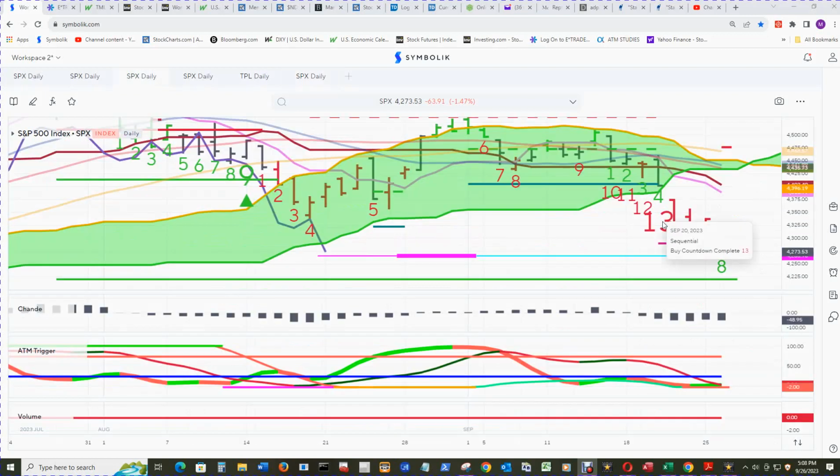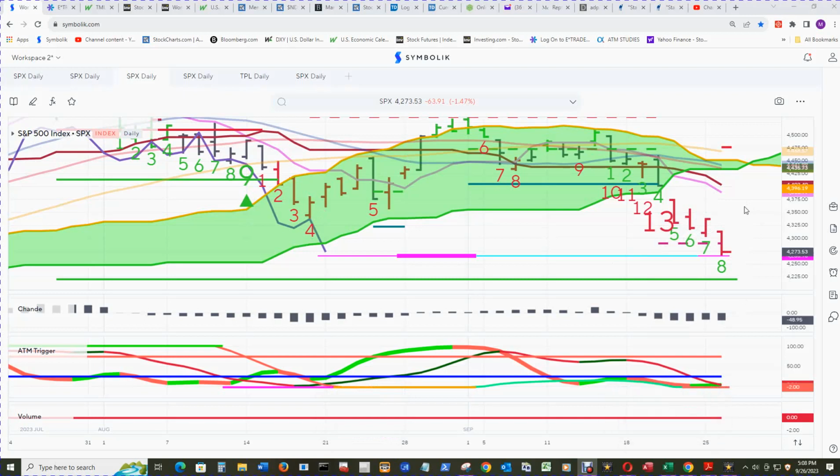And the sequential buy countdown 13 is also printed a few days back. I have it on another chart over here with the ATM trigger, where everybody's gathered in the basement here, so there's only one place to go now, and that's up. But it could stay down here for a little while longer. But the last time everything gathered in the basement, like over here, there was a pretty good pop to the upside. So let's see what happens.